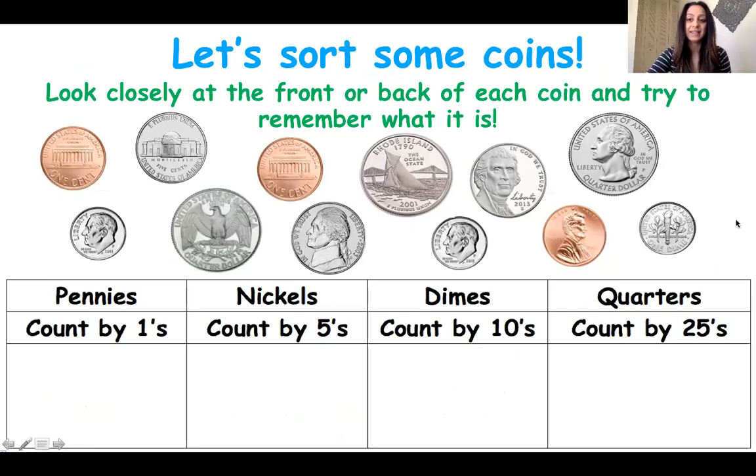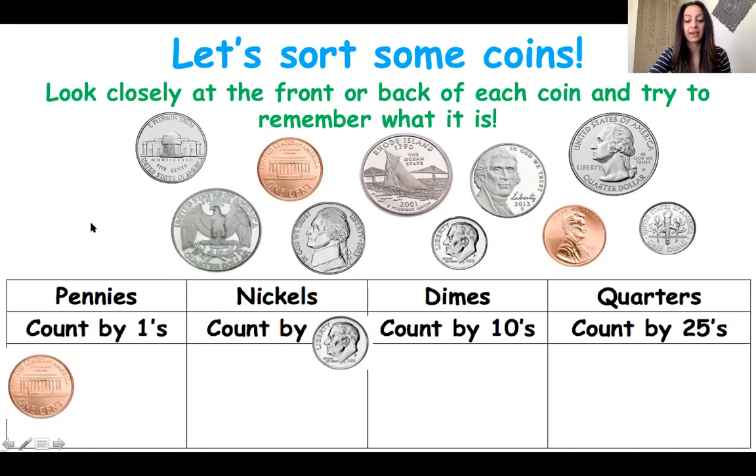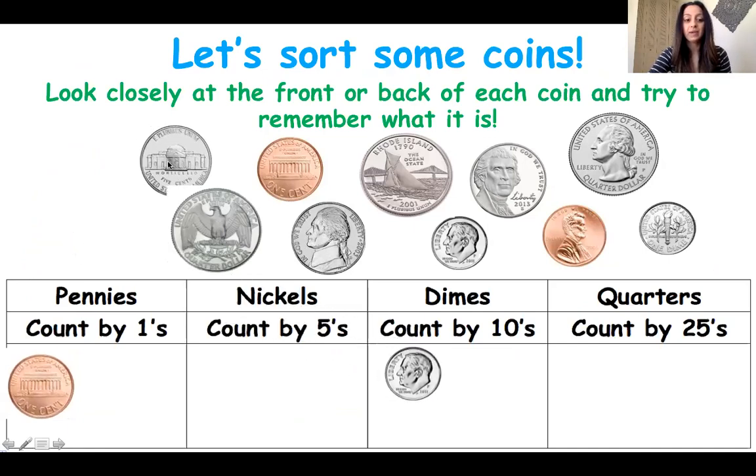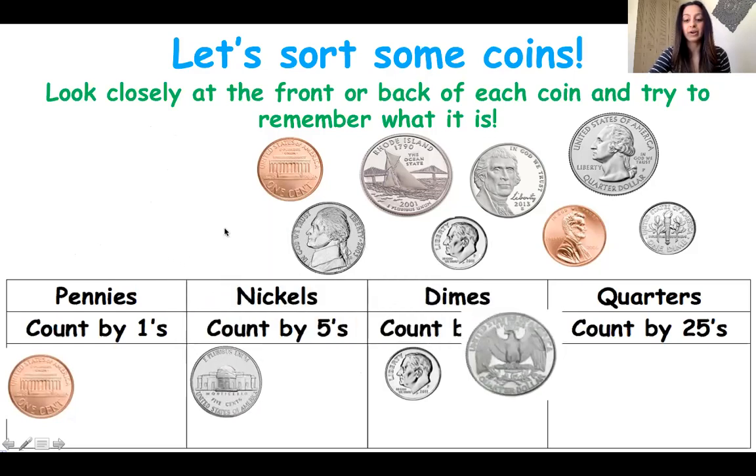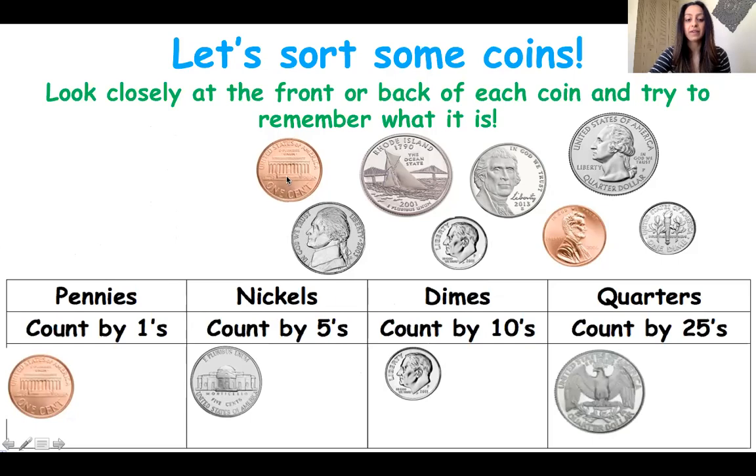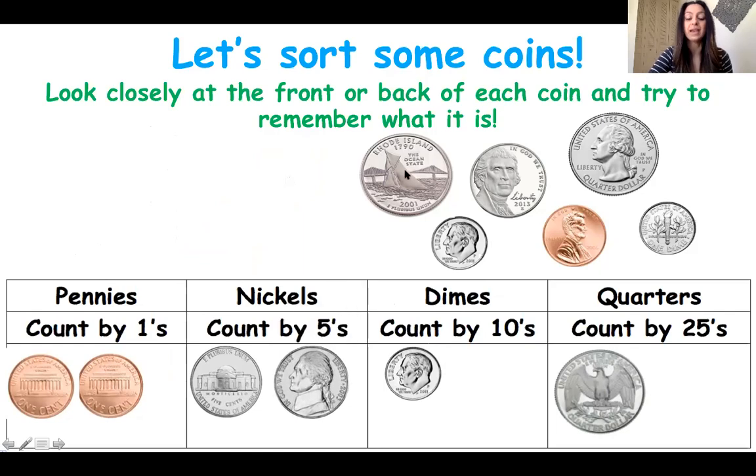All right, let's check your answers. Here we go. This is a penny. Then we have a dime. Here we have a nickel. Here's our first quarter. Then we have another penny. Look closely at this one. The neck has a collar on it and it's wearing clothes, so it has to be a nickel. Here's a state, a Rhode Island state quarter.